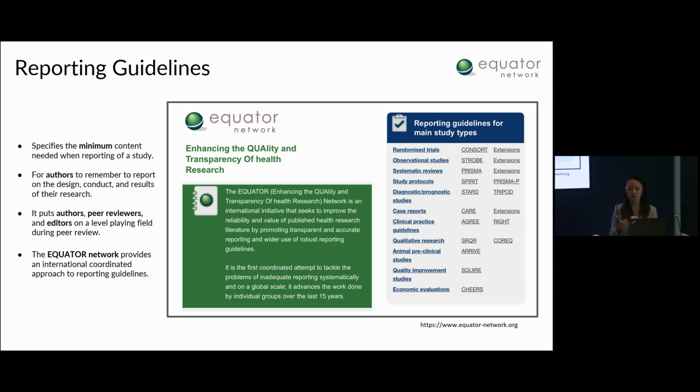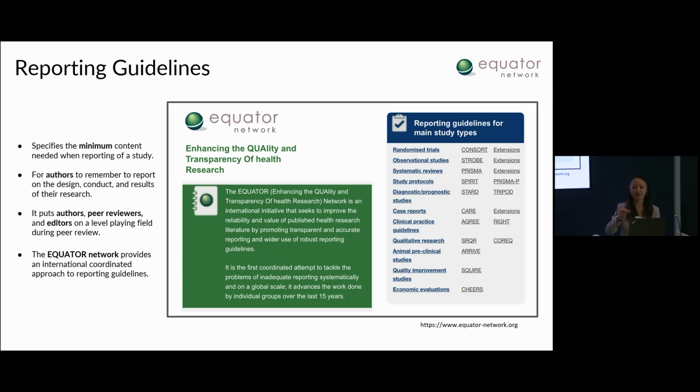This has been in place for many years, for as long as we've been doing randomized trials. We've had the CONSORT guidelines, which mandate things like specifying your randomization procedures, how you do blinding, how you analyze the different arms of your trial. They're essentially checklists which specify the minimum content needed when you're reporting and publishing your study. It doesn't tell you what to do with your methods. It just tells you to please tell us what you did.